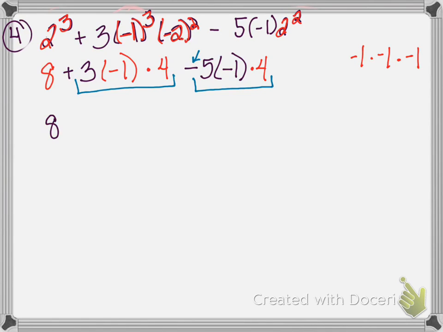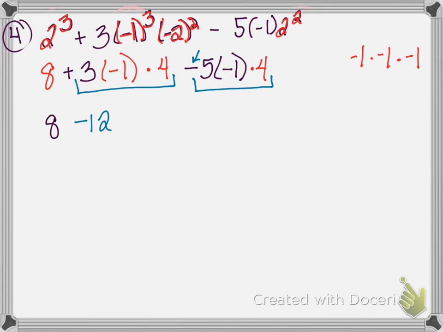Then I've got 3 times negative 1 times 4. 3 times negative 1 times 4, that'd be minus 12. It is minus 12. Good.